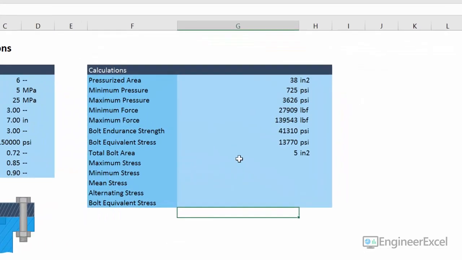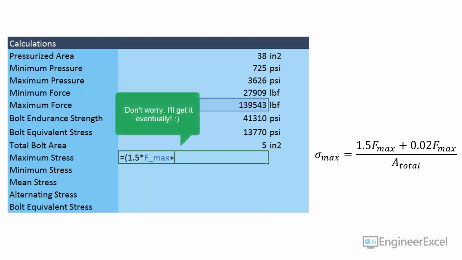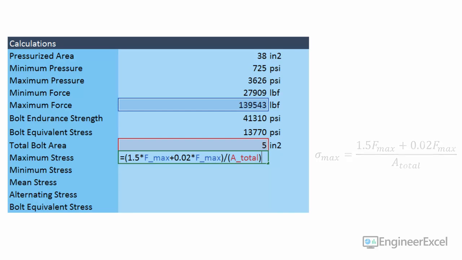Okay, now let's go ahead and enter in that calculation for the maximum stress. As I showed you before, the calculation is going to be 1.5 times the max force. That's because we're going to assume that the preload is equal to 150% of the max force plus the component of the alternating force that's carried by the bolts. And we decided we were just going to assume that that was 2% of the max force. Okay, and then that's all divided by the total area to calculate the stress.